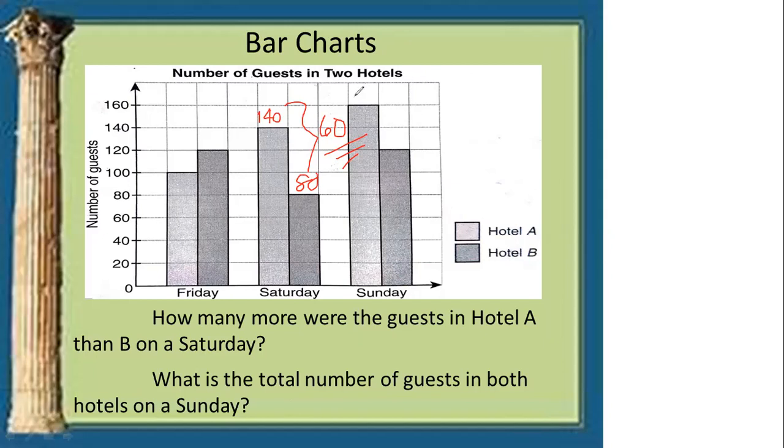Yes, JJ. 160. No, take note, both hotels. So meaning Hotel A and Hotel B. So what is the total? Yes, JJ, what is the total? 200? Yeah, 200.